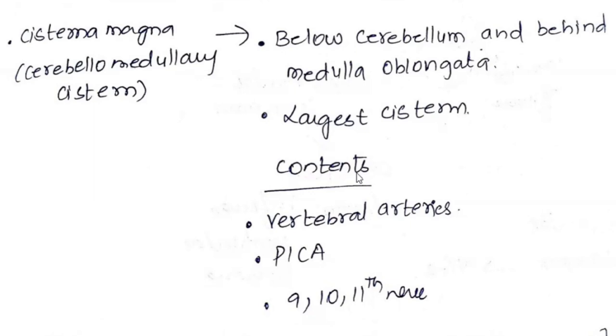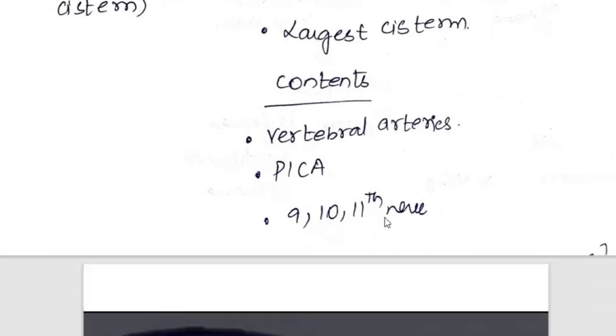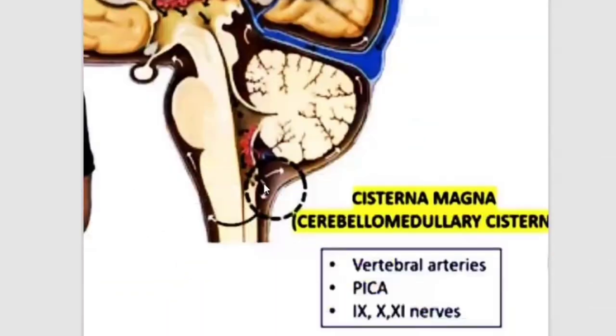If you have any doubt, you can ask me in between. Yes, ma'am. The two vertebral arteries pass through the vertebral foramen of the cervical vertebra, and lie in the cisterna magna. PICA is the posterior inferior cerebellar artery that supplies the inferior part of the cerebellum, and the ninth, 10th, and 11th nerves are the contents of the cisterna magna. This is the first cisternal space. This whole thing is the cisterna magna.